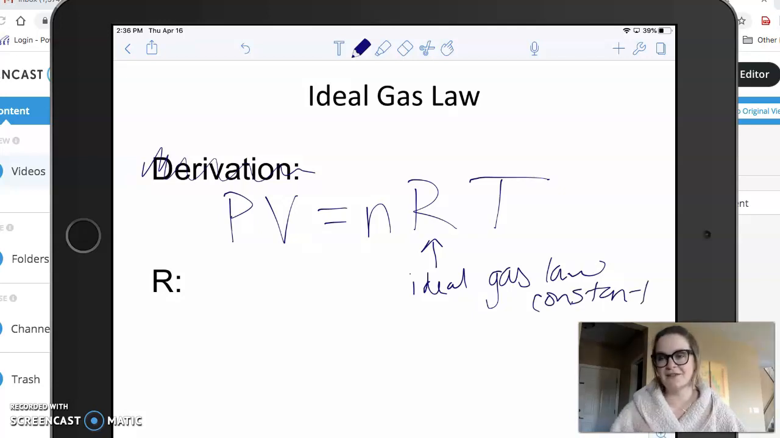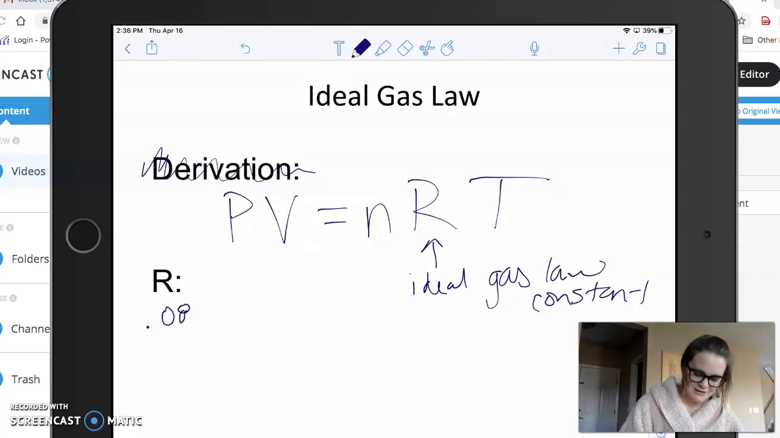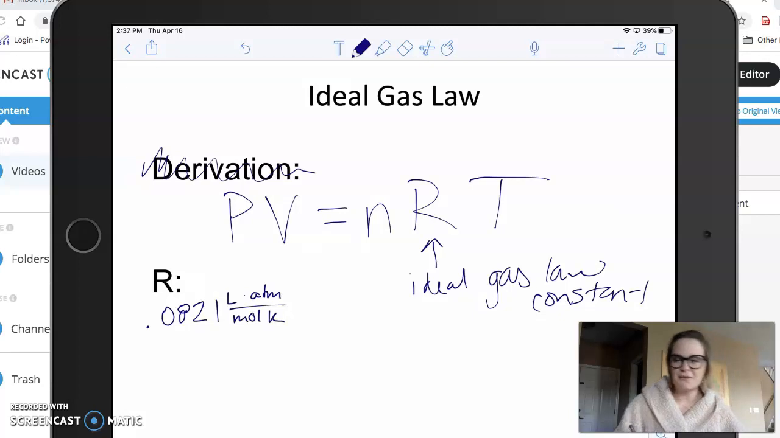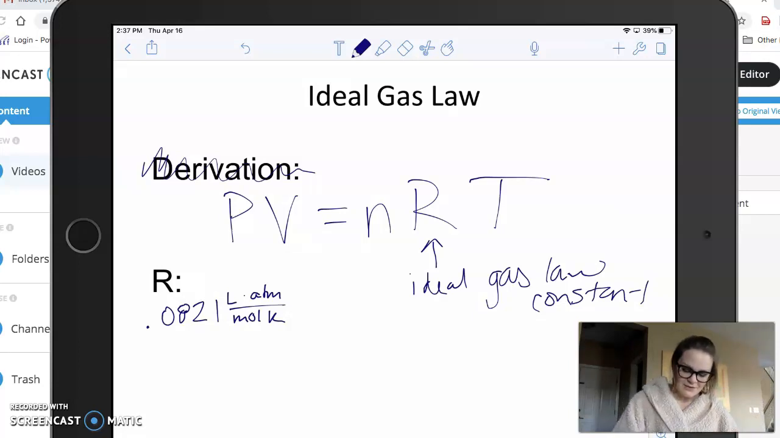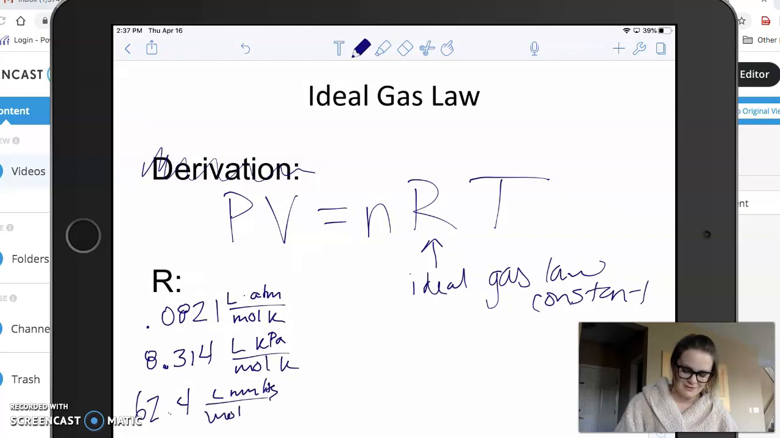It's a constant. And here's what I'm going to do. I'm going to give you R. R can be 0.0821. The units that R has are liters atm over mole Kelvin. So remember how density is grams per milliliter? This is the units for R, liters atm over mole Kelvin. R can also be 8.314 liters kPa over mole Kelvin. And R can also be 62.4 liters mmHg over mole Kelvin.